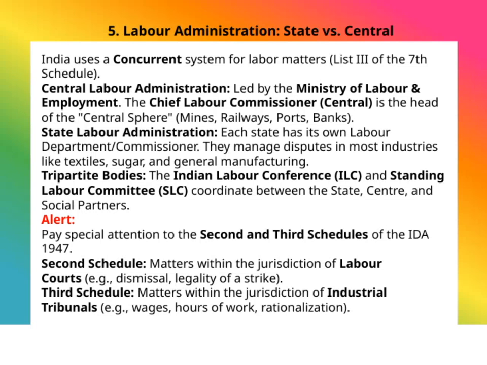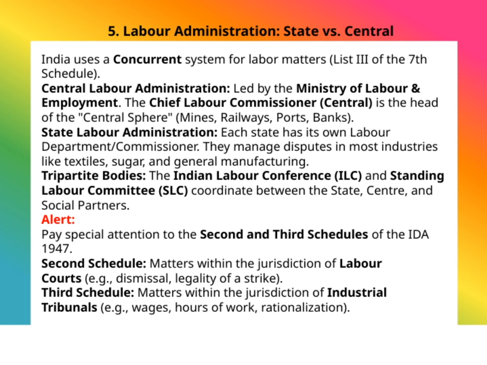Let's take a closer look at labor administration in India, focusing on the distinction between the state and central levels. India operates a concurrent system for labor matters, which means both levels have some authority, as outlined in List III of the 7th Schedule. At the central level, labor administration is primarily managed by the Ministry of Labor and Employment. The key figure here is the Chief Labor Commissioner, Central, who oversees the central sphere. This includes sectors like mines, railways, ports, and banks.